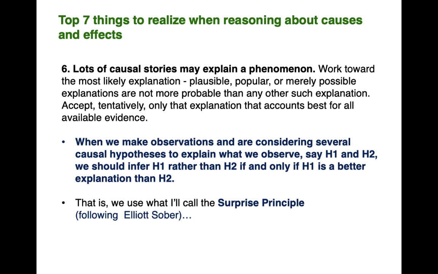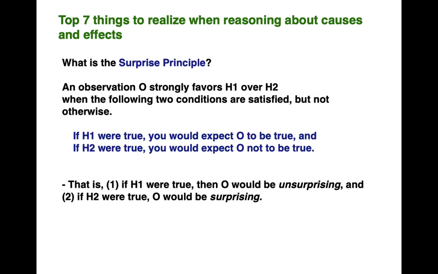When we make observations and are considering several causal hypotheses to explain what we observe, say H1 and H2, we should infer H1 rather than H2 if and only if H1 is a better explanation than H2. That is, we use what I'll call the surprise principle, following Elliott Sober. What is the surprise principle?